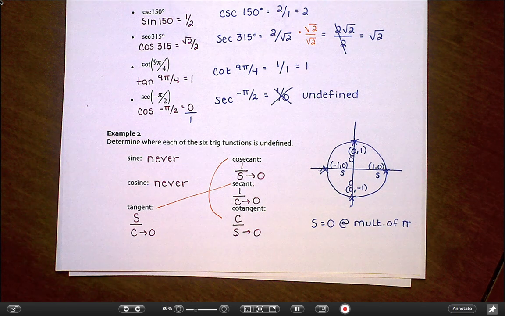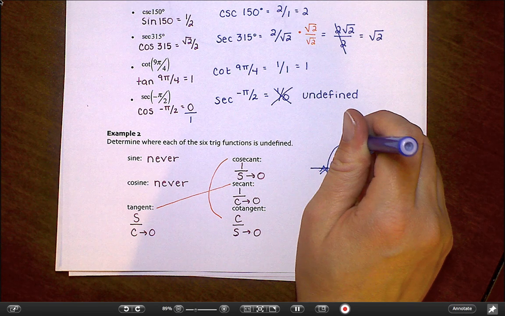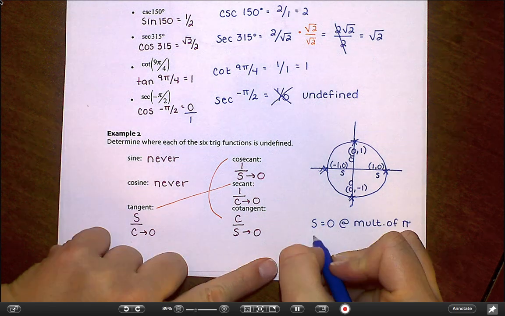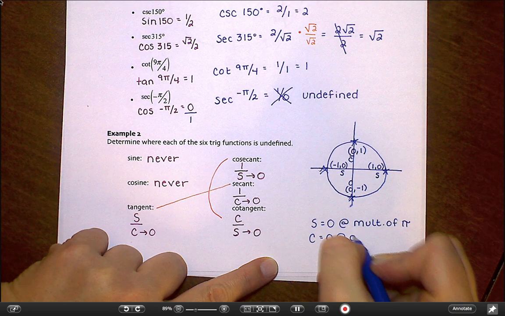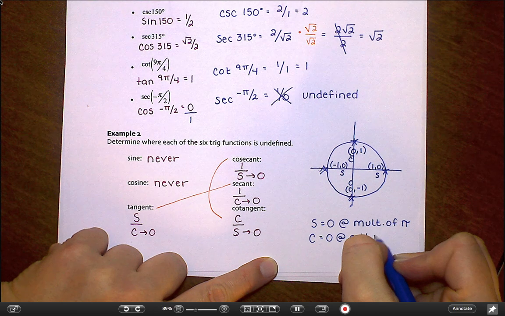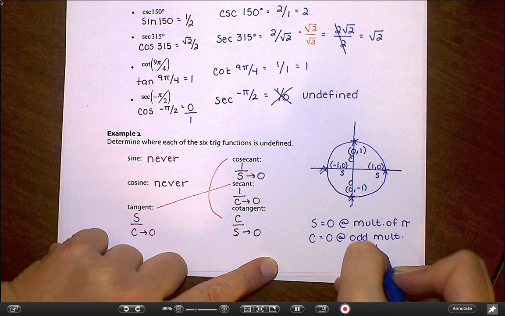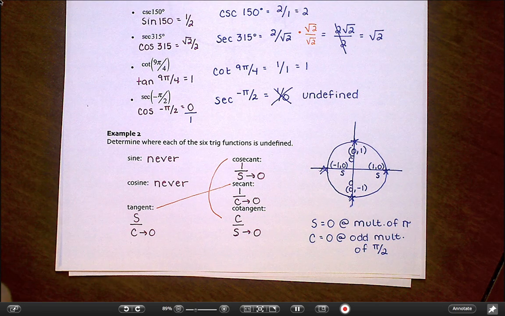So what are you hearing there? This is pi over 2, 3 pi over 2, 5 pi over 2, 7 pi over 2, 9 pi over 2. The cosine is equal to 0 at odd multiples of pi over 2. Okay, that's how we're going to say that.